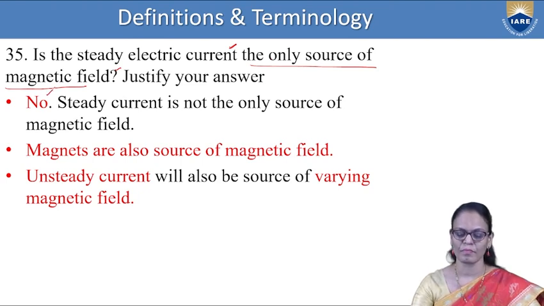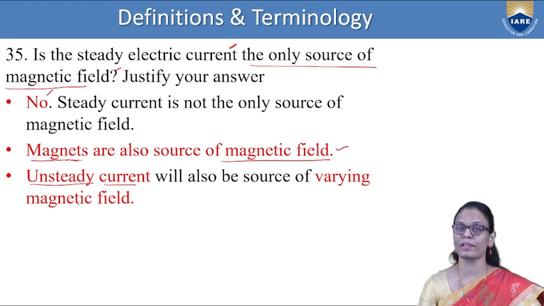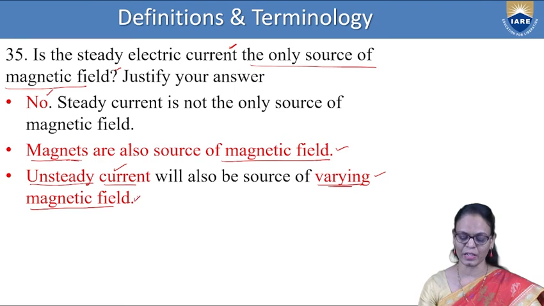No. Steady current is not the only source of magnetic field. Magnets are also a source of magnetic field. You can use magnets to produce the magnetic field. And unsteady current can also be used, not only steady current. It will also be a source of varying magnetic field. When it is an unsteady current, you will have a varying magnetic field.